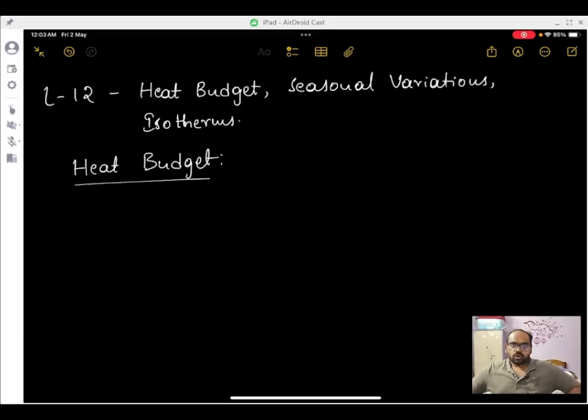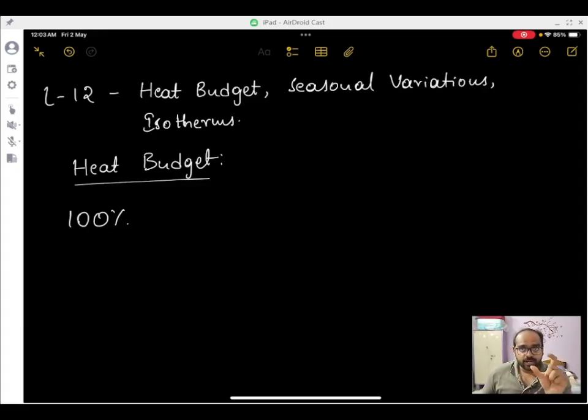So, what is heat budget? The amount of insolation, that is incoming solar radiation. Incoming solar radiation is called insolation. The amount of insolation and the amount of terrestrial radiation, that is the amount of heat that is radiated back into space by the earth, called terrestrial radiation. And if these two are balanced, we call it an ideal heat budget. So let's say 100% of sun's rays are directed towards the earth.